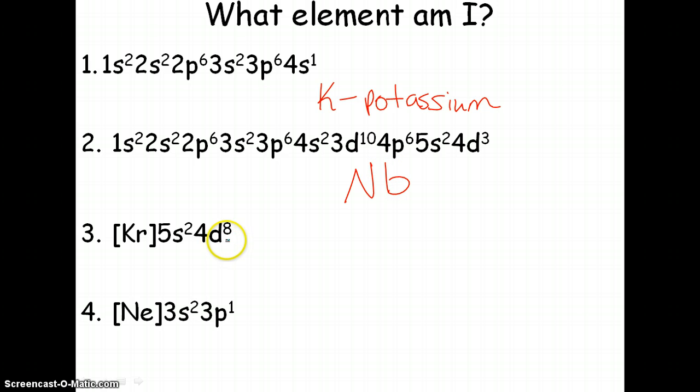Okay, all right, the next one's a noble gas configuration, but still you're going to be looking at the end, so 4d8, so krypton, and then 4d8, that would be Pd, palladium. All right, and then last we have 3p1, and 3p1 is going to be aluminum.